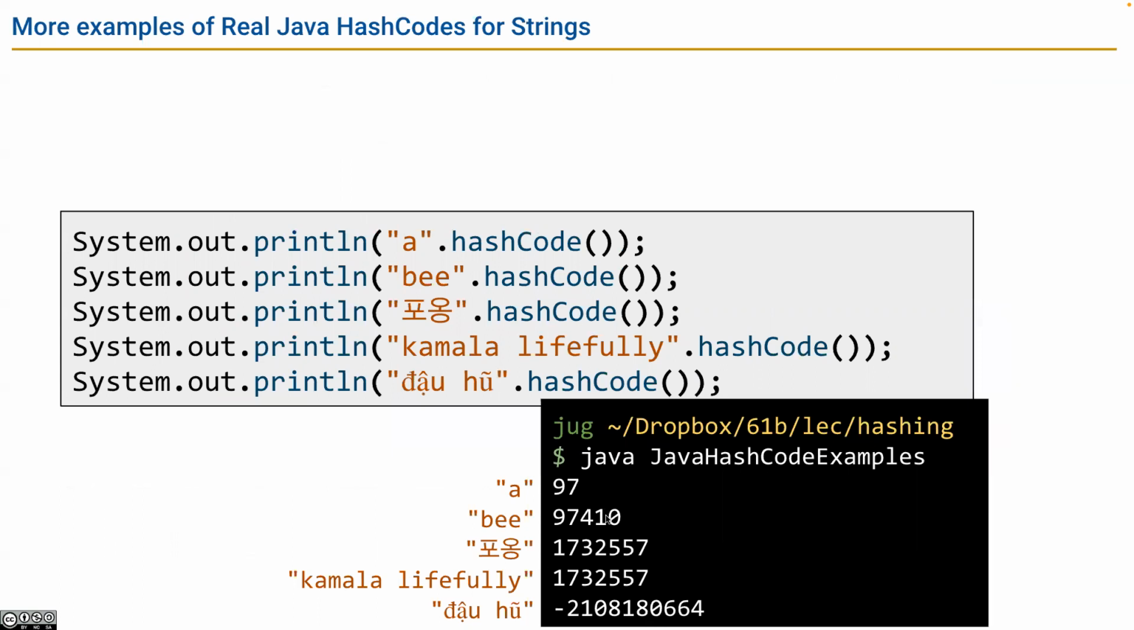Any string you put out there has a hash code. For example, A and B, and some Vietnamese. I bring up these couple examples to show that A is really just the ASCII value for A. These two strings collide, and that's totally okay. Who cares? They're just going to end up in the same linked list, guaranteed. And this string in Vietnamese, its hash code is negative.